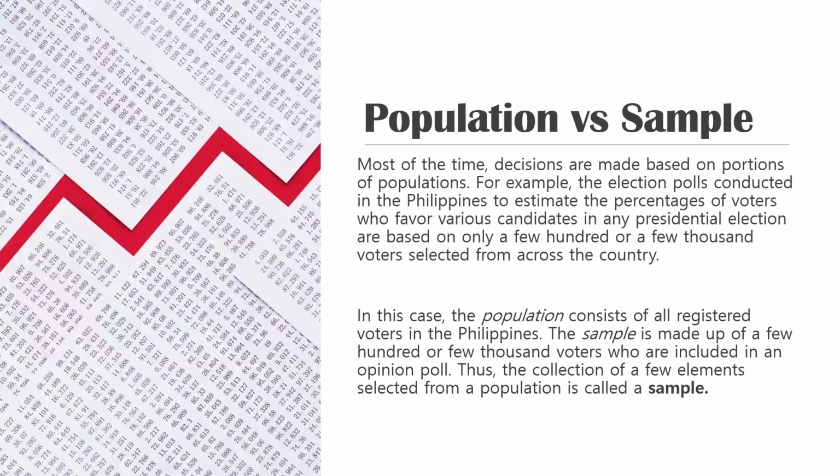But most of the time, decisions are made based on portions of populations. For example, the election polls conducted in the Philippines to estimate the percentages of voters who favor various candidates in any presidential election are based on only a few hundred or a few thousand voters selected from across the country. In this case, the population consists of all registered voters in the Philippines, but the sample is made up of a few hundred or few thousand voters who are included in an opinion poll. Thus, the collection of a few elements selected from a population is called a sample.